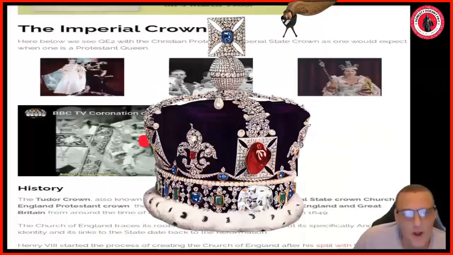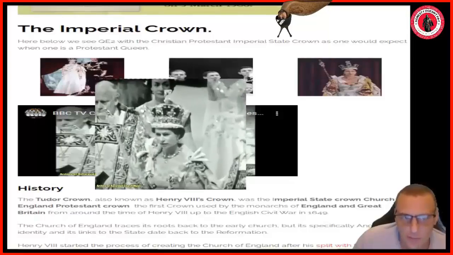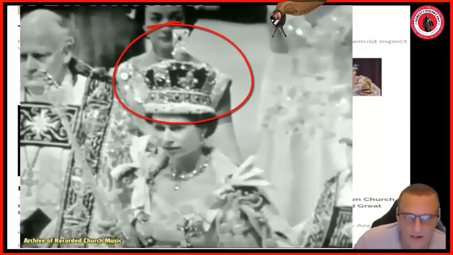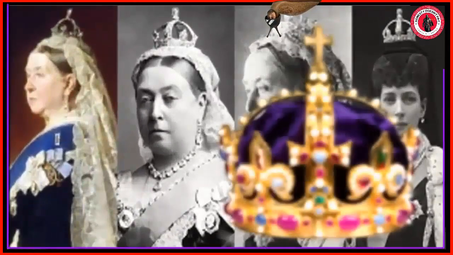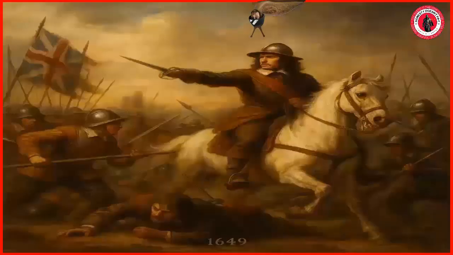The Imperial Crown. Here below, we see Queen Elizabeth II with the Christian Protestant Imperial State Crown, as one would expect when one is a Protestant queen. History. The Tudor Crown, also known as Henry VIII's Crown, was the Imperial State Crown, the Church of England Protestant crown, the first crown used by the monarchs of England and Great Britain from around the time of Henry VIII up to the English Civil War in 1649.